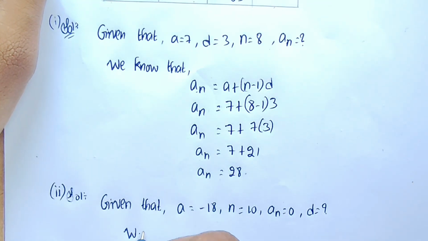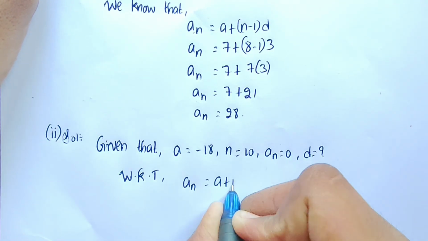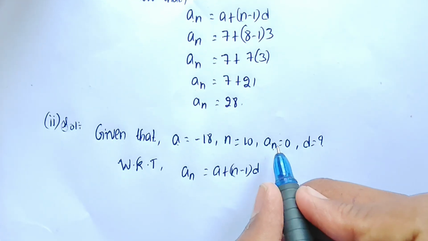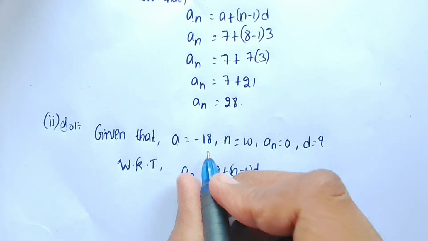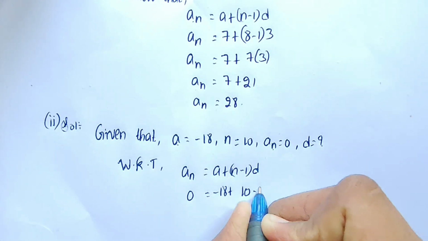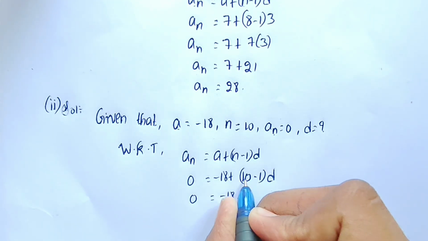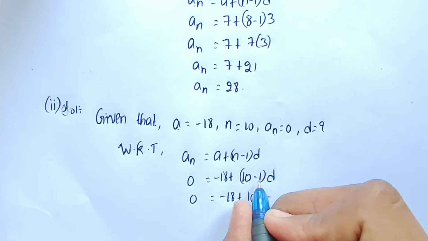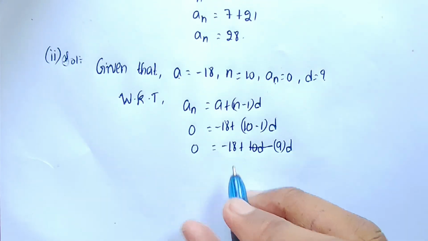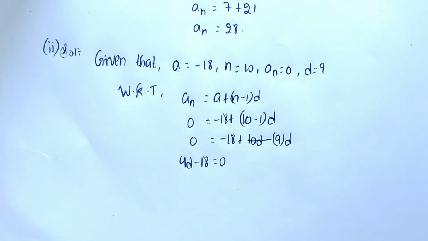So we know that the formula of a_n is equal to a plus (n minus 1) into d. Let us substitute the values of a, n and a_n. The value of a_n is 0, equal to the value of a, minus 18, plus (n minus 1) into d, where the value of n is 10, so 10 minus 1, into d. So here 0 equals minus 18 plus, sorry, here we can write this as 9. 10 minus 1 is 9 into d. So here we get 9d minus 18 equals 0.